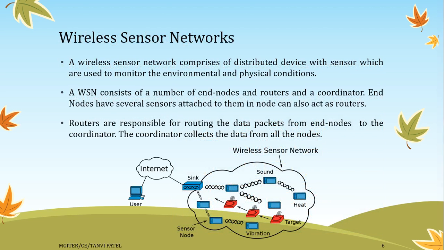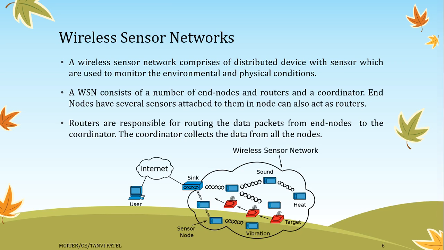So first one is wireless sensor networks. A wireless sensor network comprises distributed devices with sensors which are used to monitor environmental and physical conditions. A wireless sensor network consists of a number of end nodes, routers and a coordinator. End nodes have several sensors attached to them and also act as a router. Routers are responsible for routing the data packets from end nodes to the coordinator. The coordinator collects the data from all the nodes.